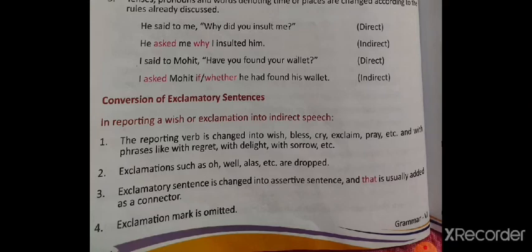So whenever we are changing an exclamatory sentence that is written in direct speech into indirect speech, we make sure that we do not use any kind of exclamatory word. The exclamatory sentence is changed into an assertive sentence, and that is usually added as a connector. Here also the exclamatory sentences are changed into assertive sentences. Now the exclamation mark is omitted. There is no exclamation mark that we use here.